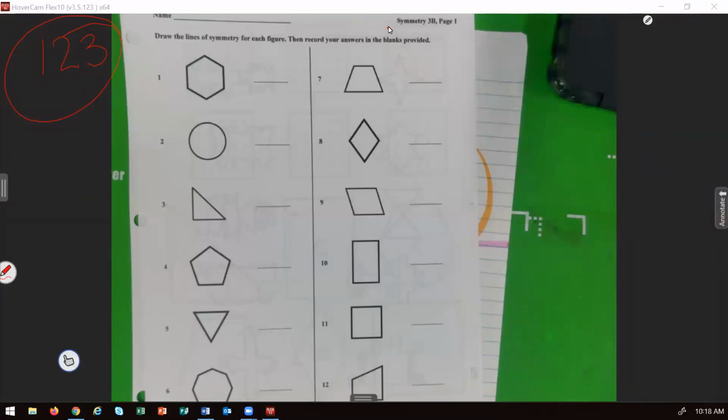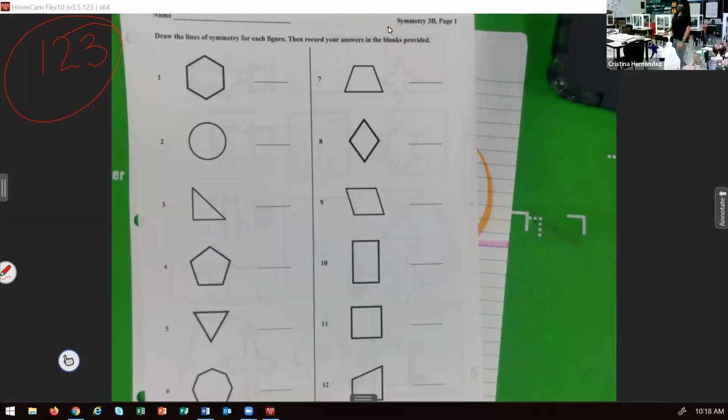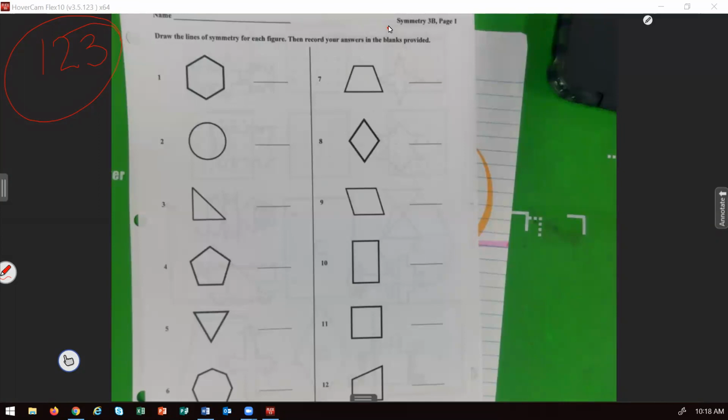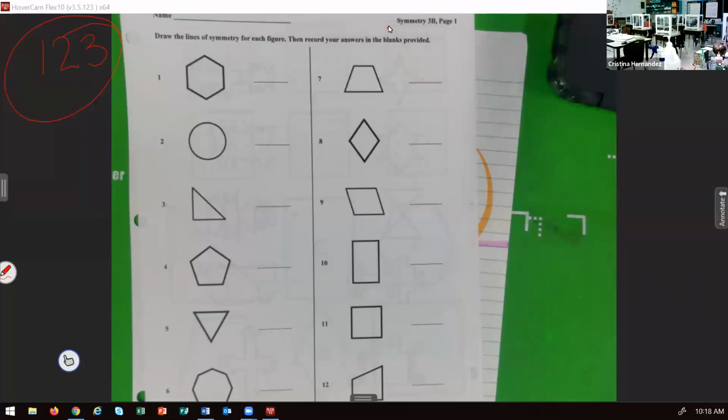It's a hexagon. How many sides does a hexagon have? 6. Number 1. What shape is number 1? Somebody tell me what shape number 1 is. Hexagon, which means it has how many sides or lines of symmetry? 6. You have to tell me the lines of symmetry. 1, 2, 3, 4, 5, and 6. So it's got 6 lines of symmetry.